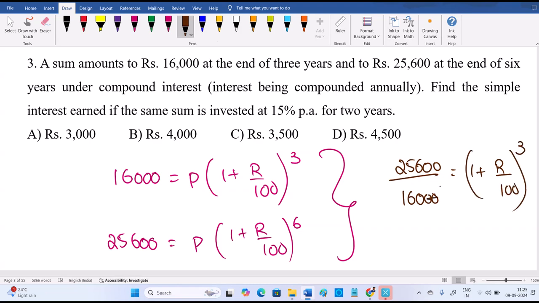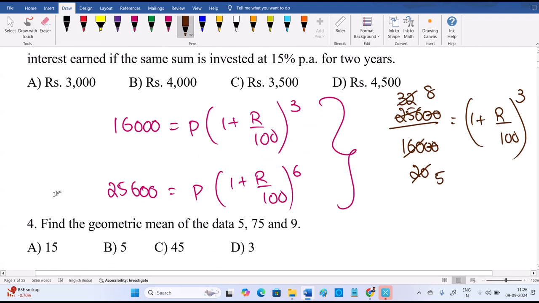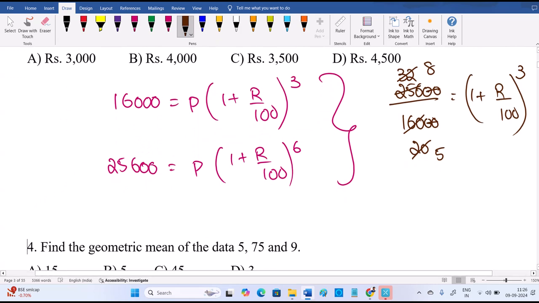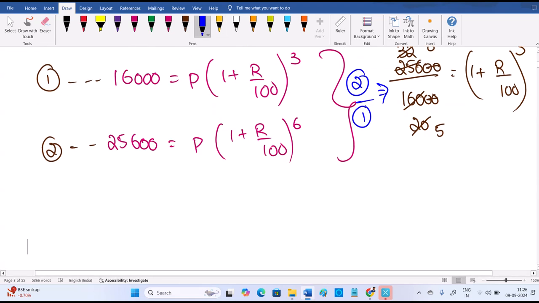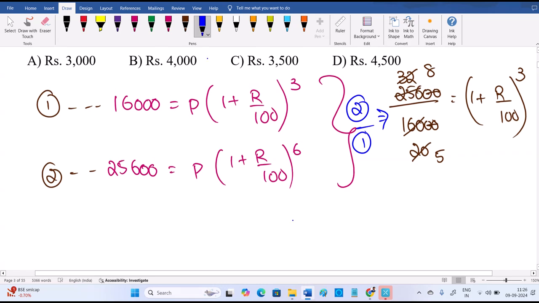Right. So here this cancels. Now put that in equation 1. When you divide these two equations, this is equation 1 and this is equation 2. What is happening on the right side is equation 2 divided by equation 1. When you perform equation 2 divided by equation 1, this is the result. Now put that (1 plus r upon 100) whole cube expression in equation 1.